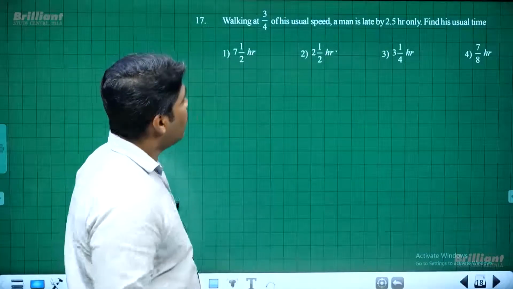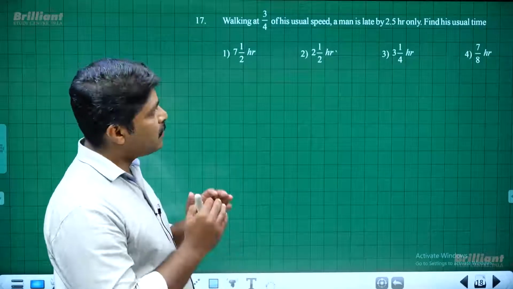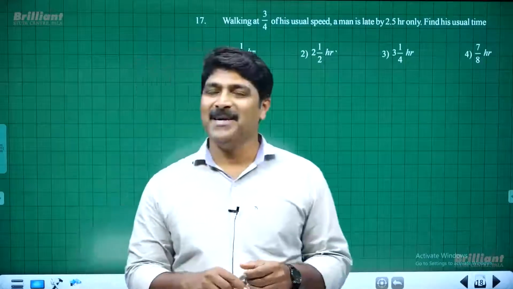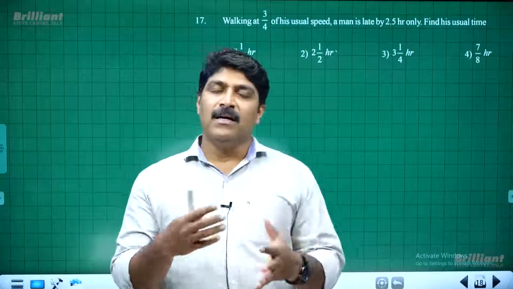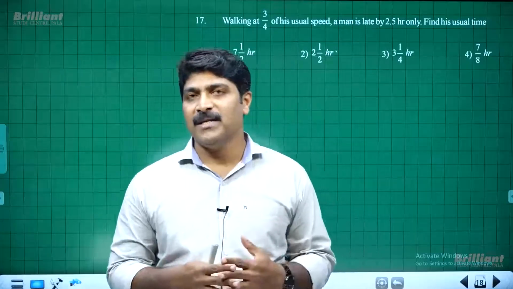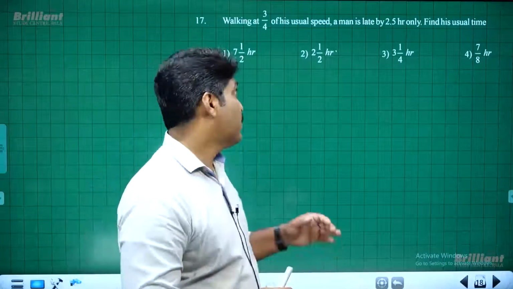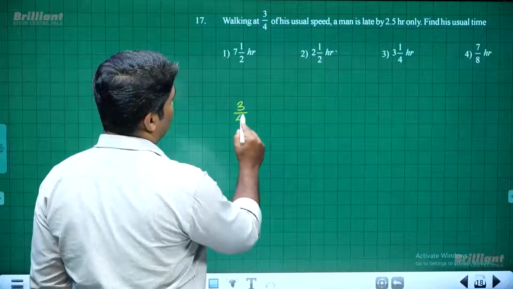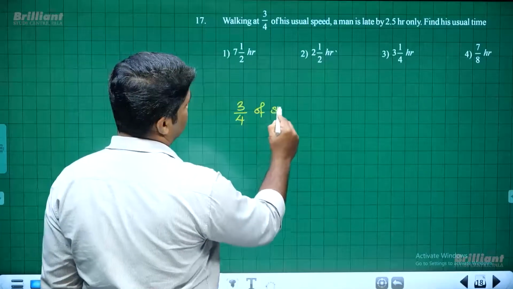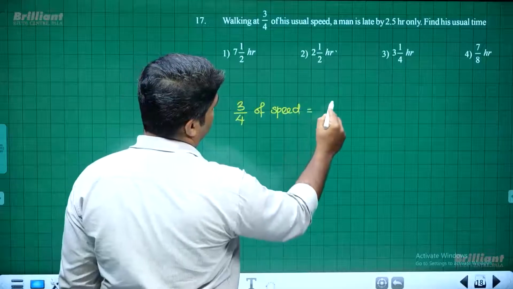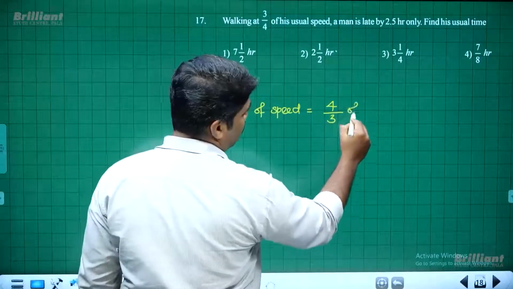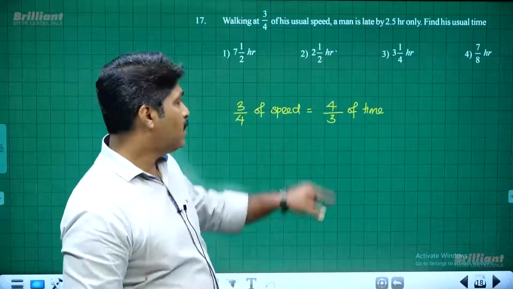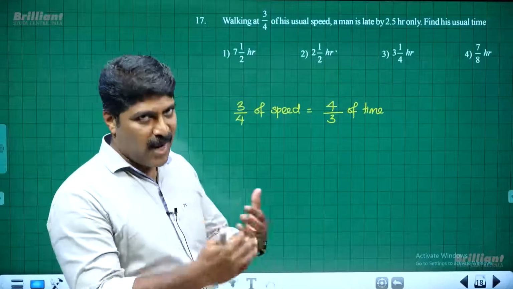Here. Working at 3/4 of his usual speed, a man is late by 2.5 hours only. Find his usual time. Similar type of a question we already discussed in the form of the relationship, inverse variation-wise relationship between two components. Here also it's the case of speed and time. So here you have to consider 3/4 of speed, how it will reflect 4/3 of time. So you just observe this one. 4/3 of time, that means this is 1/3 more than usual time. Like that we have to read it.